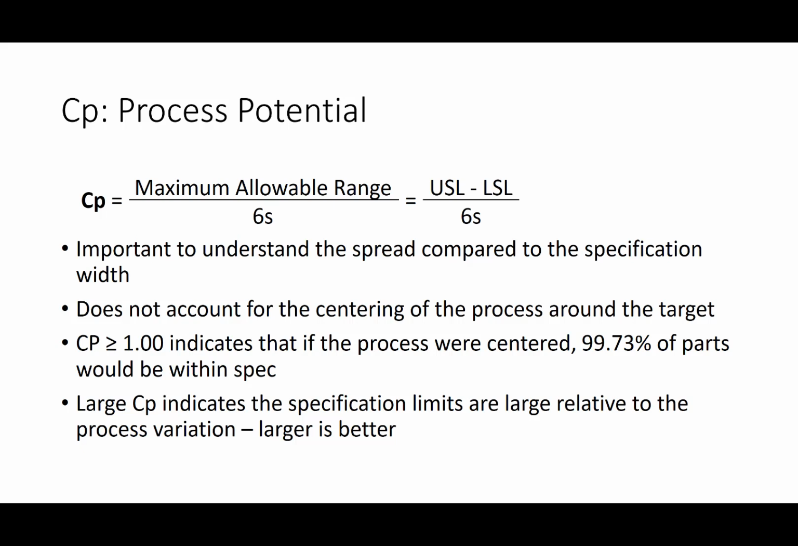The reason it's 6 standard deviations, again, is because it's plus or minus 3 standard deviations on either side of the mean. This is important to understand the spread compared to the actual specification width. Again, it does not account for the centering of the process, and that's why it's called process potential. A CP of greater than 1 would indicate that if the process were centered, 99.73% of the parts would be within specification. A large CP indicates the specification limits are large relative to the process variability, and so larger is better as a measure of CP.